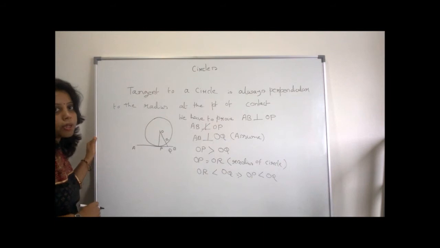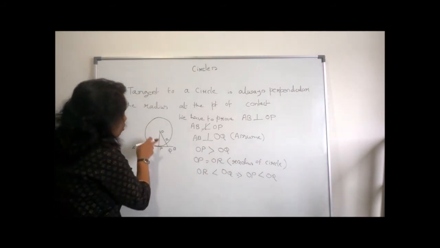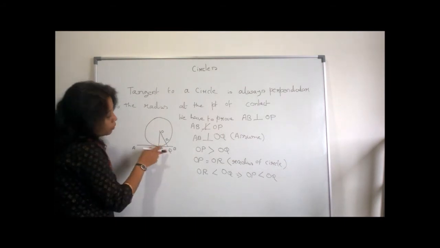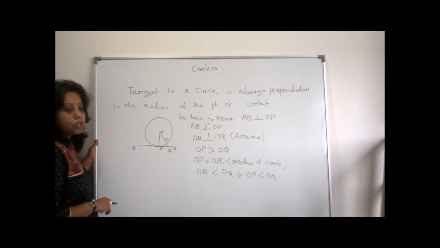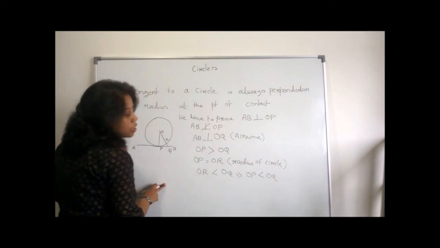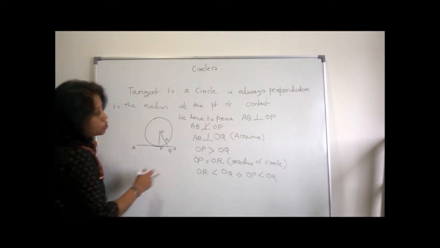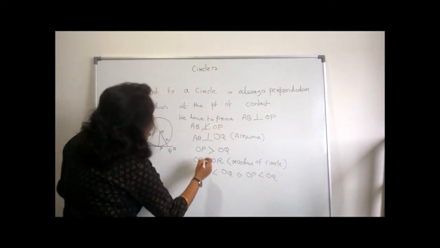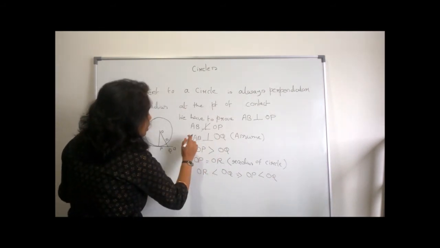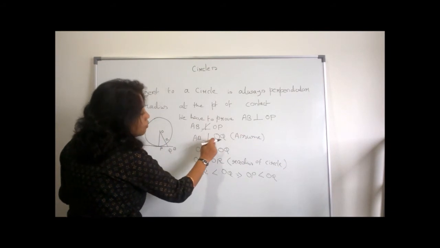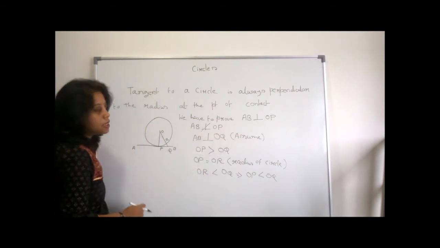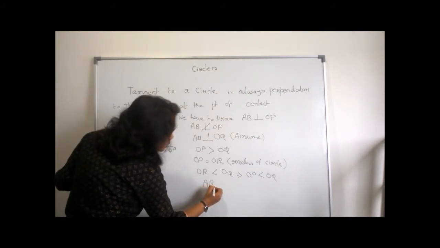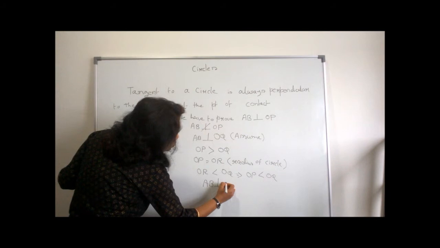But how will that be possible? Because we have assumed that OQ is the shortest distance, as OQ is perpendicular to AB. So our assumption was wrong. So we can say that our assumption that AB is perpendicular to OQ is not true. So AB is perpendicular to OP.